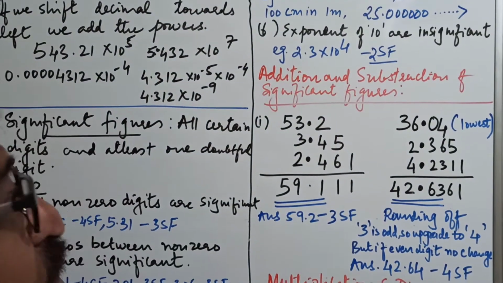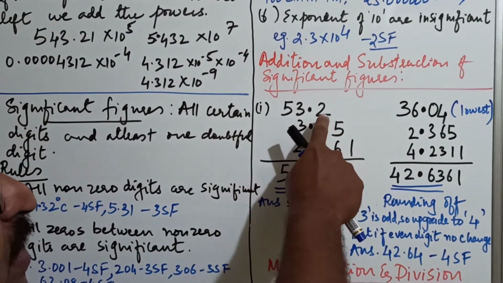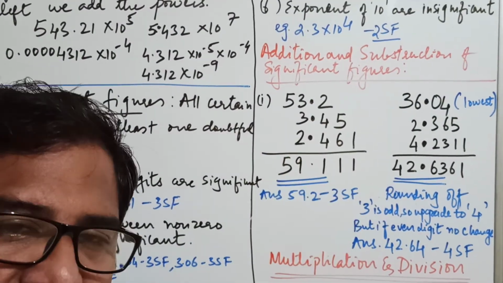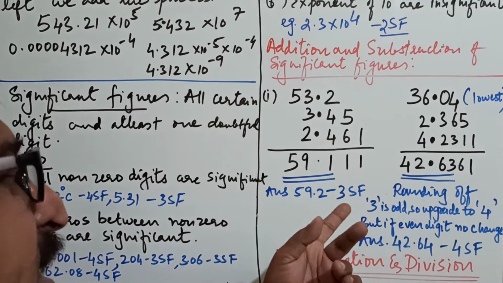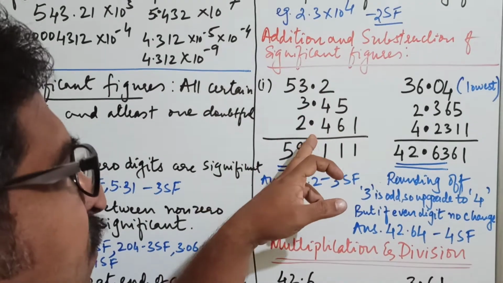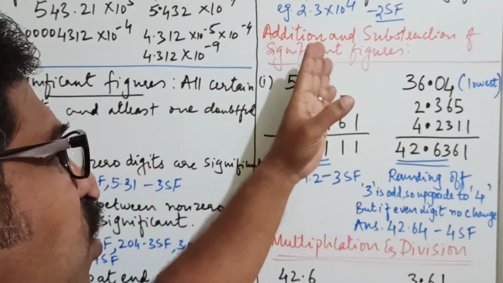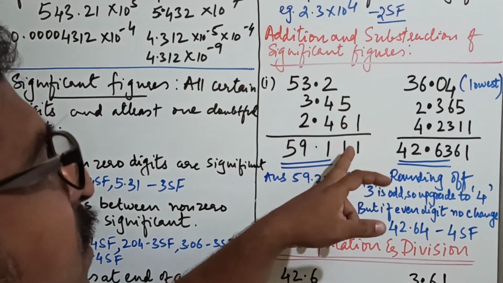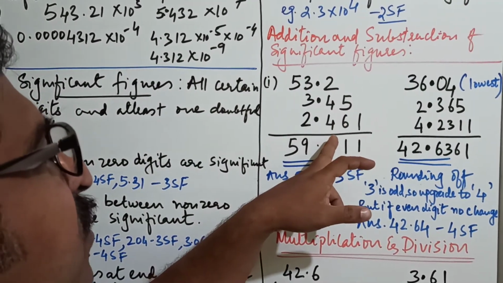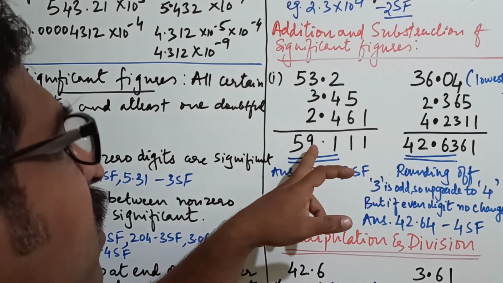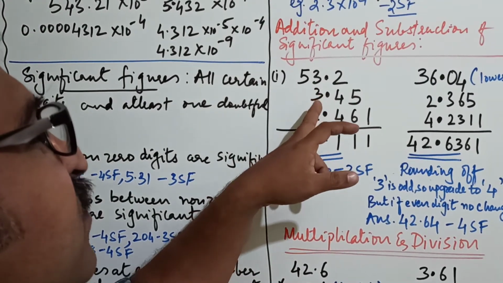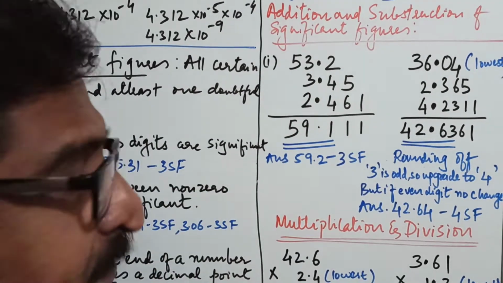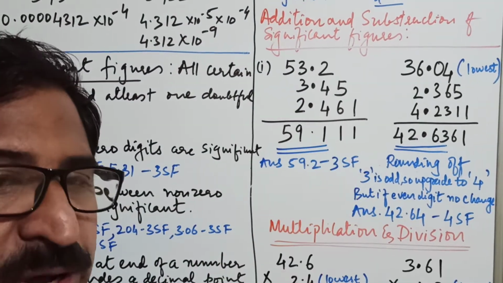Next comes addition and subtraction of significant figures. How do you add and subtract? So you have 53.2, 3.45, 2.461. Now we are adding. Put the decimal in such a way that these are all aligned in the same manner. So you have 1, 6 plus 5, 11, 1 carry on here. So it will be naturally 3, 6 plus 2, 8. 1 is already carried, 9, and this is 59. So 59.111 you are getting.